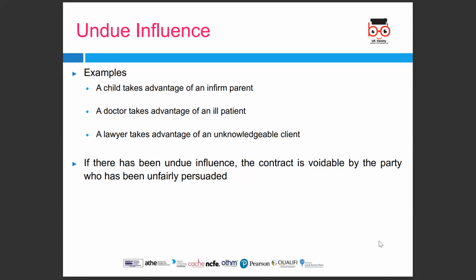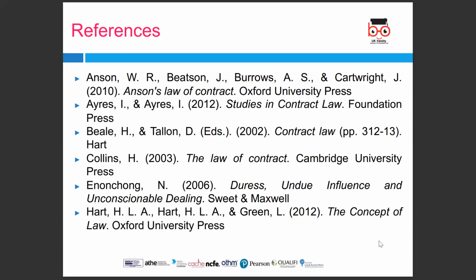So now we've finished learning outcome 6 in regards to duress and undue influence, with reference to quite a lot of cases that you could look at. The references are on the next page in regards to what we used to complete learning outcome 6.